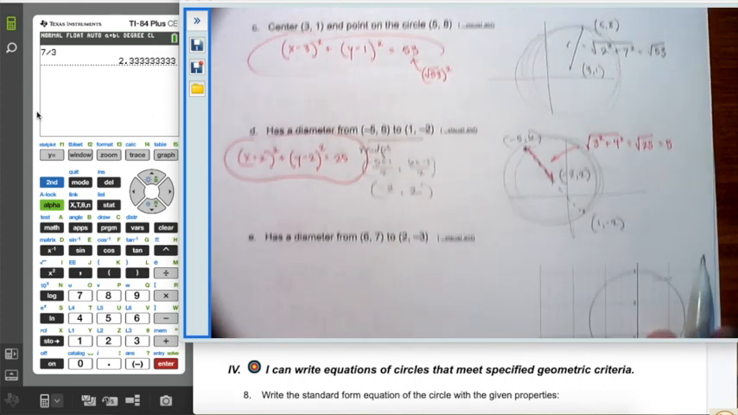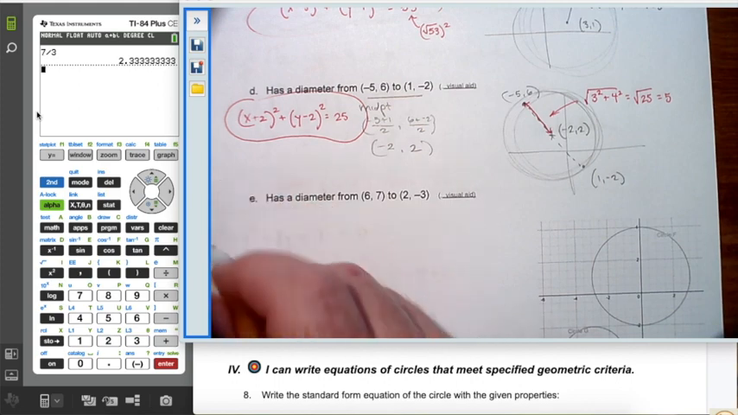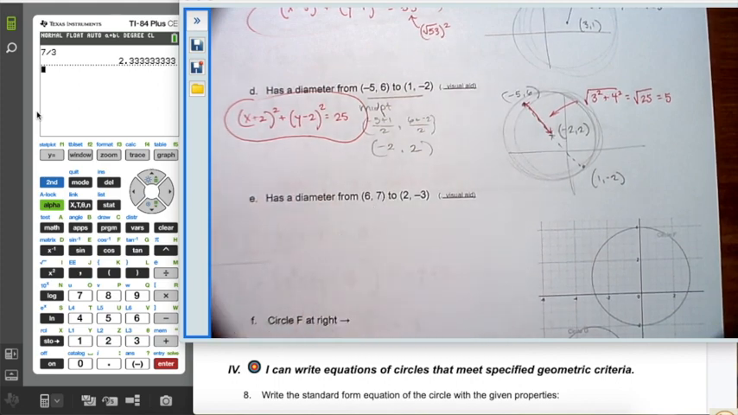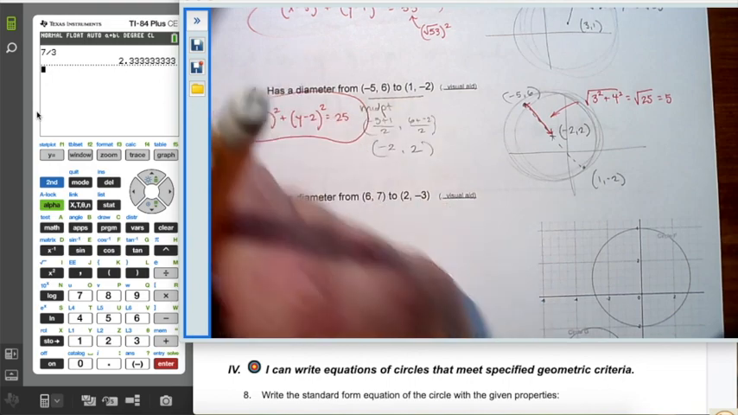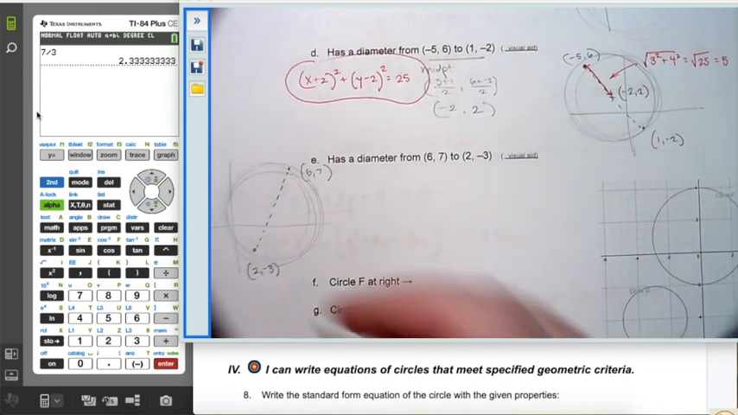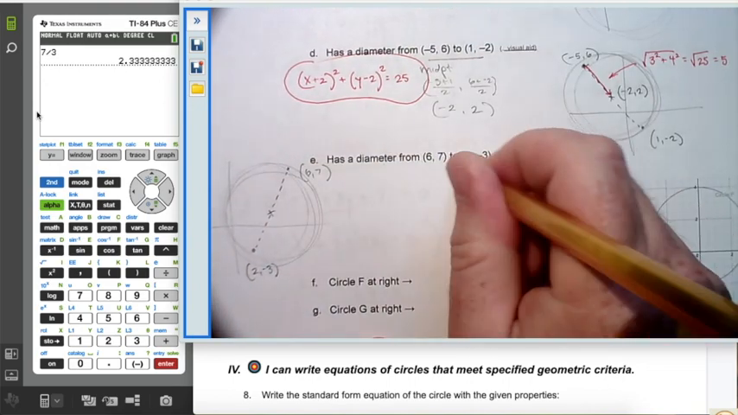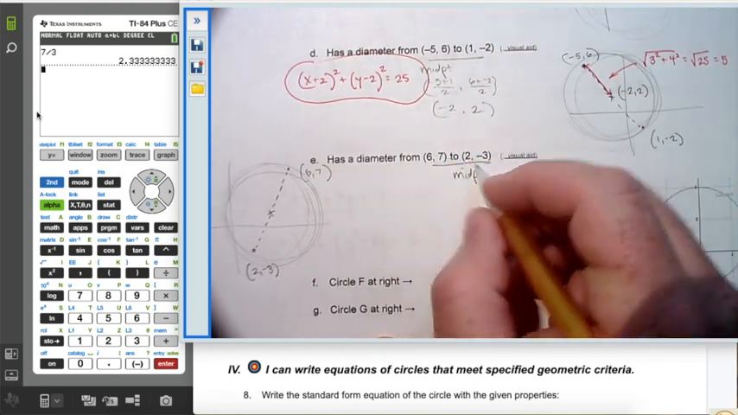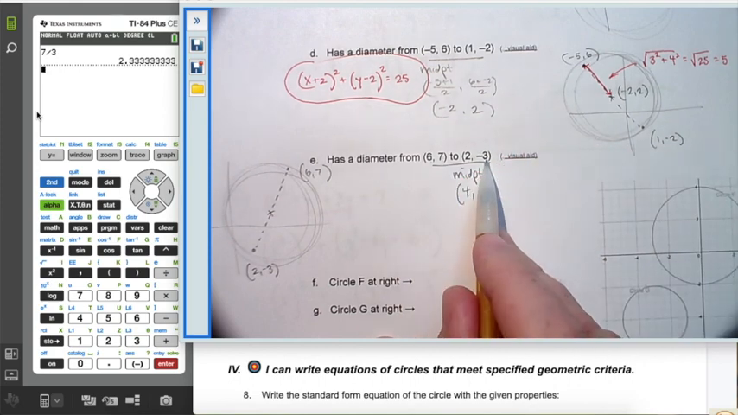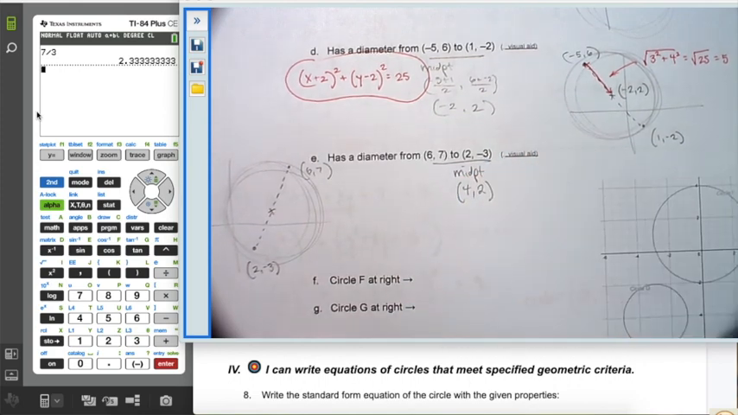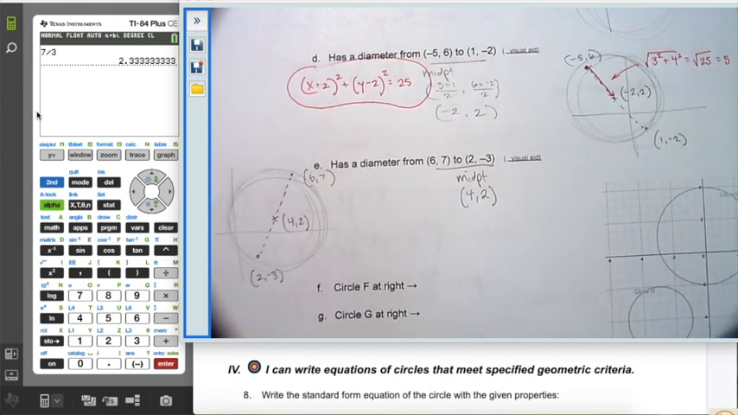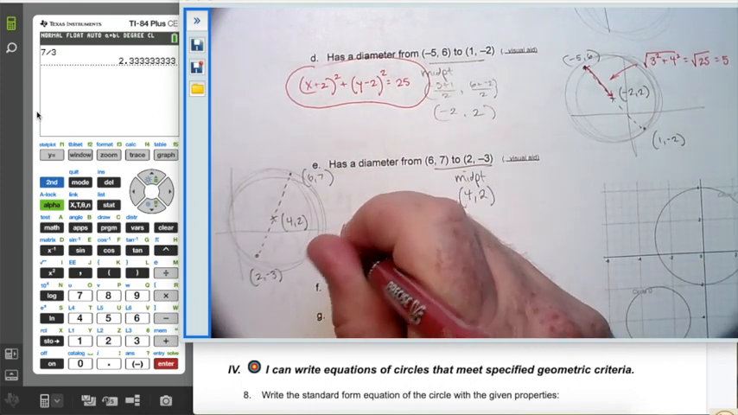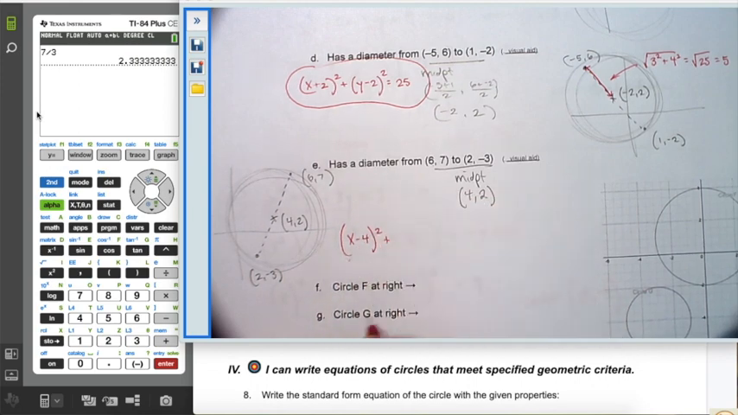All right. The next diameter question, same kind of situation where we're given the endpoints of the diameter. So let me see where 6, 7 would be here, 2, -3 would be over here. So again, let's find the midpoint of the diameter. That'll be our center. So what's halfway between 6 and 2? 4. What's halfway between 7 and -3? 2. So the center of the circle is at 4, 2. I can go ahead and write in that part of the equation. X minus 4 squared and y minus 2 squared.